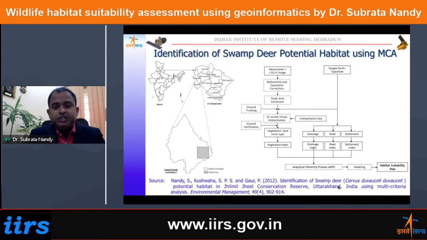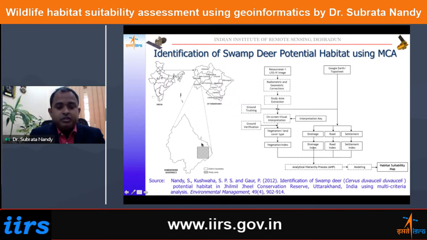Now here I'll show you an example of what I did in an area near Haridwar in the Uttarakhand state of India. The study was basically on the potential habitat of swamp deer using multi-criteria modeling. Here the analytical hierarchy process, AHP, was used.